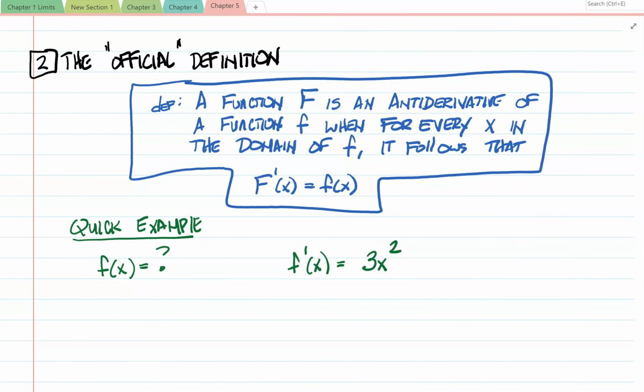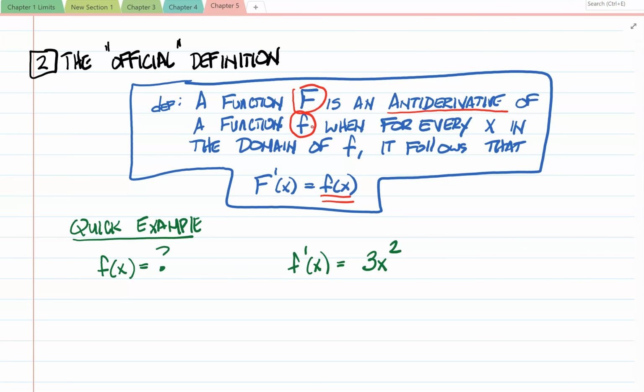Box number 2, I'm going to give you the official definition, and then we're going to work through a quick example and hopefully make a discovery. So the definition of an antiderivative is the following. A function, which we'll call capital F, is an antiderivative of a regular function, which we'll call little f, when for every single x in the domain of little f, it is true that the derivative of the antiderivative gives you back the function.